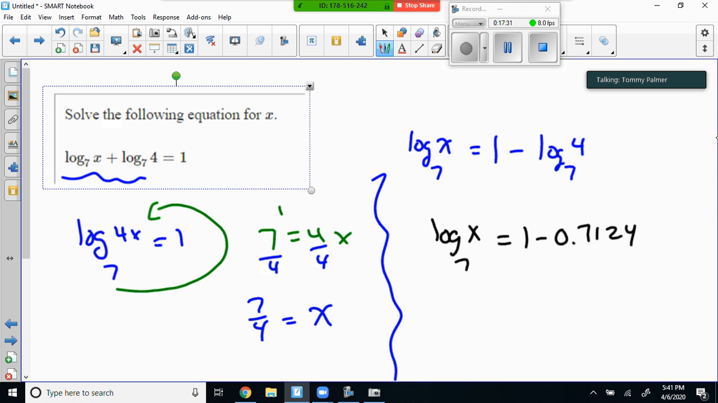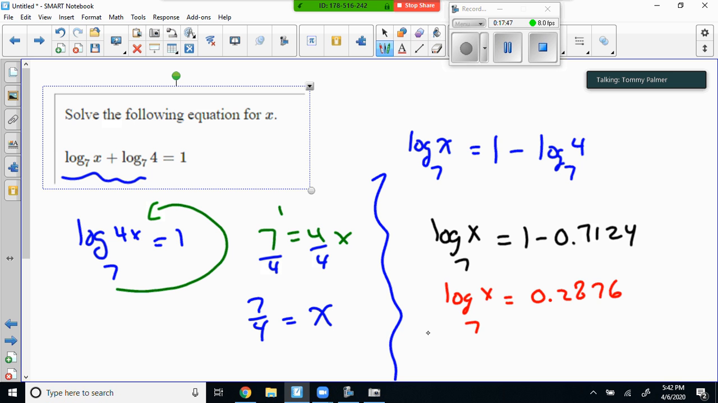And what that gives me is this, and I'll just go ahead and do 1 minus 0.7124. And of course, I'm going to 4 decimal places, right? But I'm going to do 1 minus that. And what I get is log of 7 to the x is equal to 0.2876.